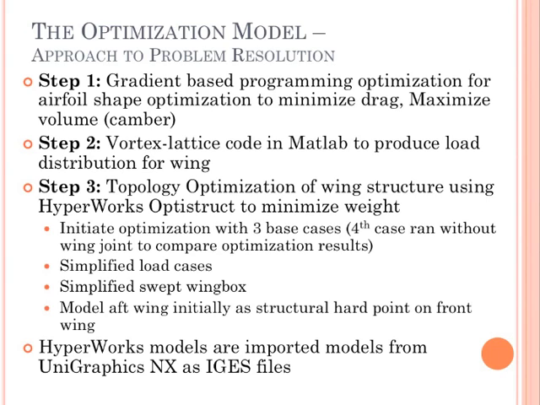The approach used to solve this problem was broken down into 3 steps. The first step is to optimize the airfoil shape, which is completed using the MATLAB program that I mentioned. The second step is to complete a high-level loads analysis for the wing for drag and lift produced, also using MATLAB. And finally, a topology optimization is completed for the forward wing using HyperWorks. So the optimization will use 3 wing box designs.